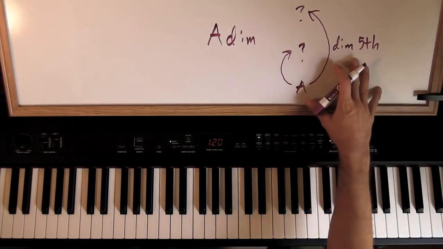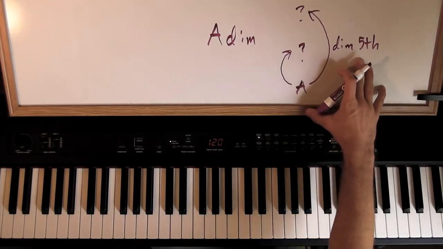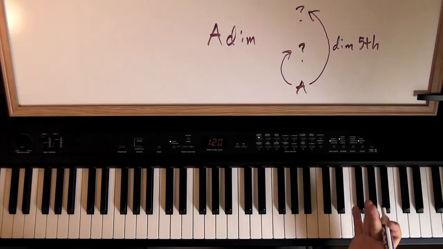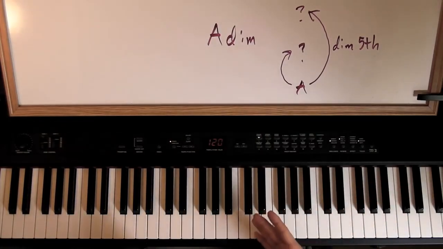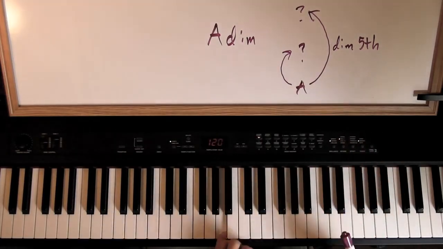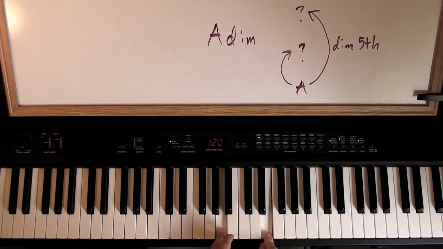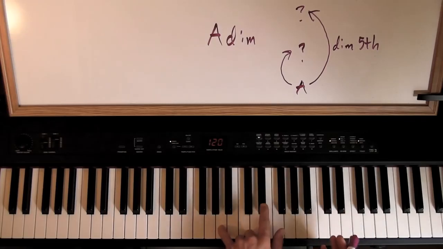Now, diminished fifth, real simple. It's just like a perfect fifth, but it's a half step lower. Sort of the same way that a minor third is a half step lower than a major third. So if we're starting on our note A, to get a perfect fifth, we go from here right to there. But that's not what we need this time. We need our diminished fifth, so we're just going to lower it by a half step and put it right there.